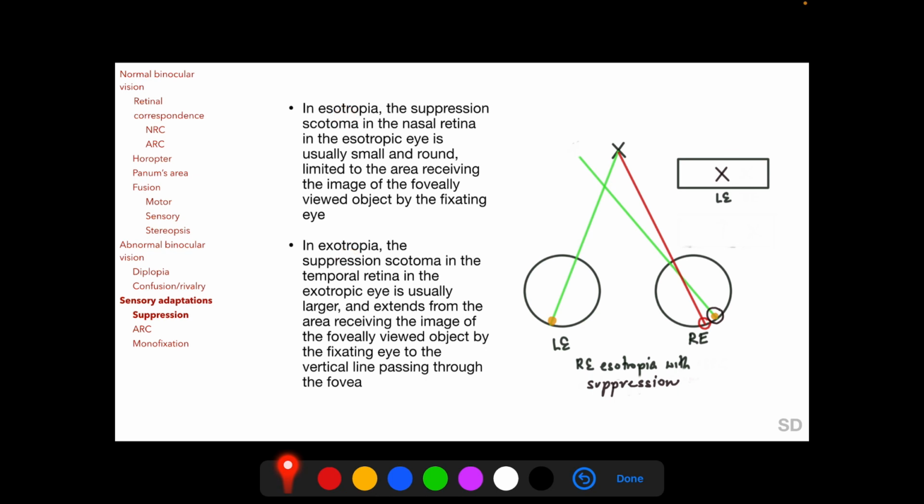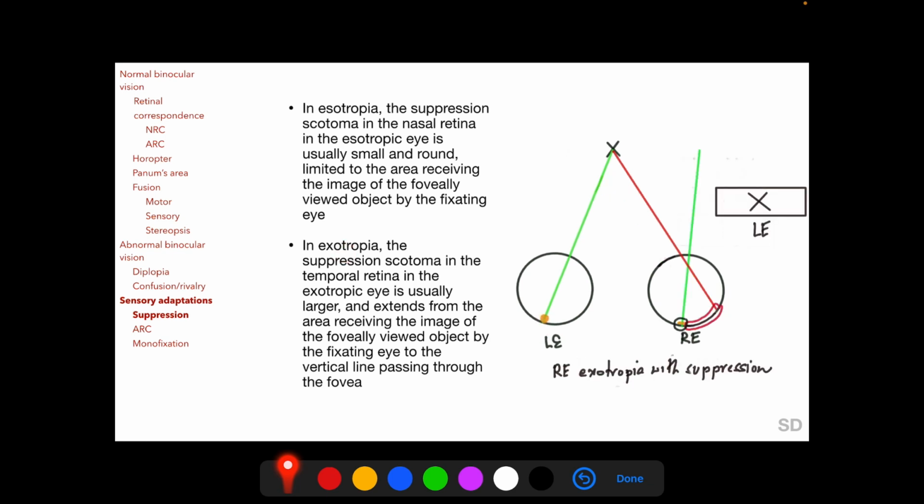In esotropia, the suppression scotoma in the nasal retina of the esotropic eye is usually small and round, and limited only to the area receiving the image of the target being fixated by the fixating eye. However, in exotropia, the suppression scotoma in the temporal retina of the exotropic eye is usually larger and extends from the area receiving the image of the target being fixated by the fixating eye to a vertical line passing through the fovea in the deviating eye.